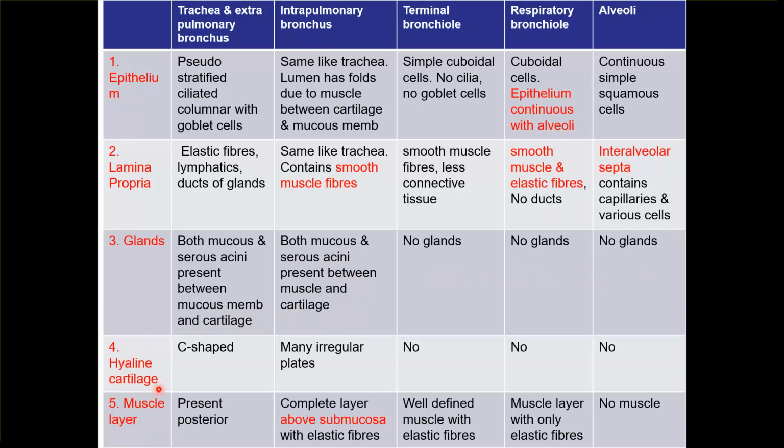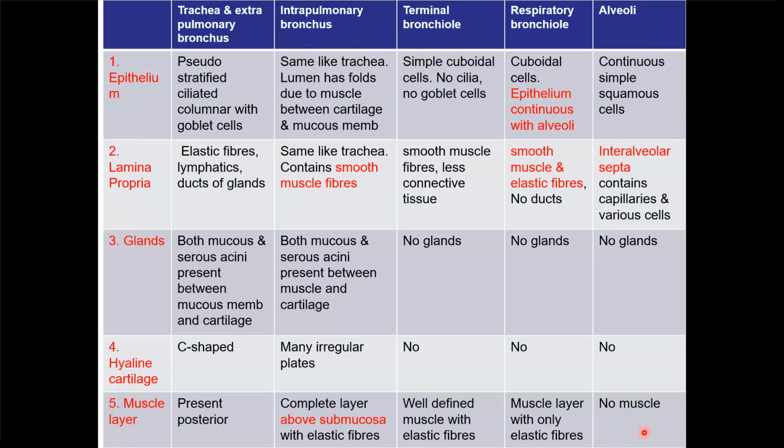What about hyaline cartilage? Here it is C-shaped in the trachea. Here there are many irregular plates. It means that the hyaline cartilage is broken down and there is no more cartilage from the terminal bronchiole till the alveoli. What about muscle? Here it's present posteriorly as the trachealis muscle. Here it is a complete layer, but it is above the submucosa with elastic fibers. In the terminal bronchiole it is well defined muscle with elastic fibers. The respiratory bronchiole has a muscle layer with only elastic fibers. In the alveoli you cannot see any muscle.